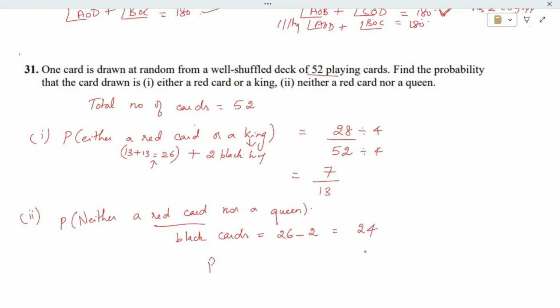So the probability of neither a red card nor a queen is equal to 24 out of the total number of cards, which is 52. So if I divide by 2, I will get 12 by 26. Again I can divide by 2, which gives me 6 by 13. So this is your answer.